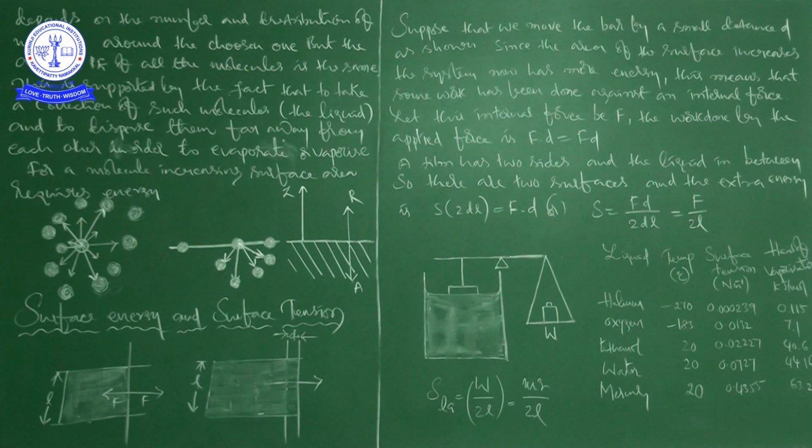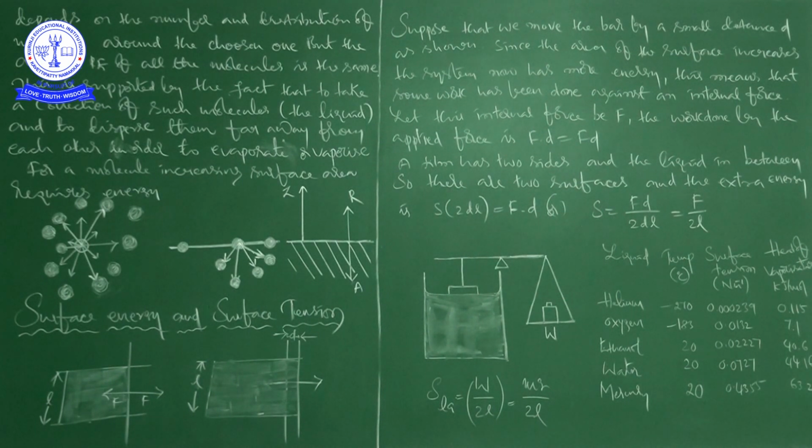But from the law of conservation of energy, this is going to be stored as additional energy in the film. For example, if the surface energy of the film is capital S per unit area, the extra area is 2dl, because the film has two surfaces, that is the bottom and the top. See here, a film has two sides and the liquid in between, so there are two surfaces.